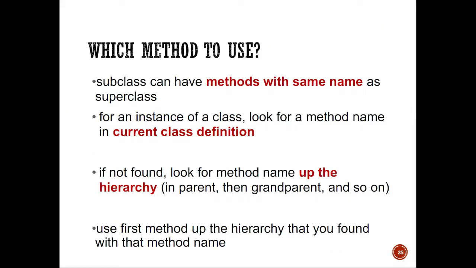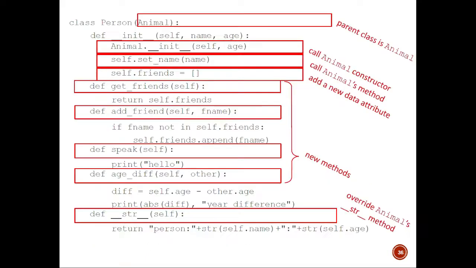So, which method to use? A subclass can have methods with the same name as the superclass. For an instance of a class, we look for a method name in the current class definition. If it's not found, that's when we look for the method name in the parent class, or in the hierarchy, in the parent, the grandparent, and so on. So we use the first method up in the hierarchy that we find with that method name.